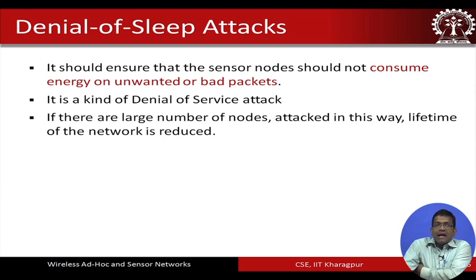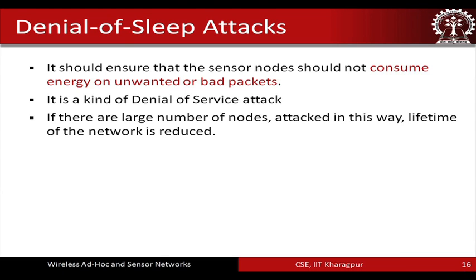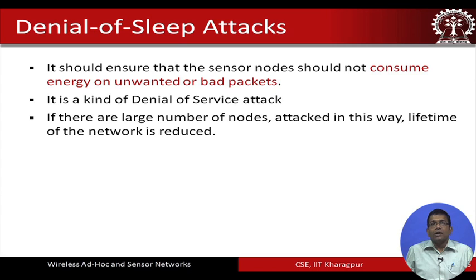Now, denial of sleep attacks is another typical aspect of wireless sensor network security. Basically, this is a kind of denial of service attack where a lot of unwanted or garbage packets are sent into the network, so the nodes are always kept busy and active. Because of this, they do not go to the sleep state, and they quickly consume their limited resources, the energy, etc. That is one type of unwanted attack.